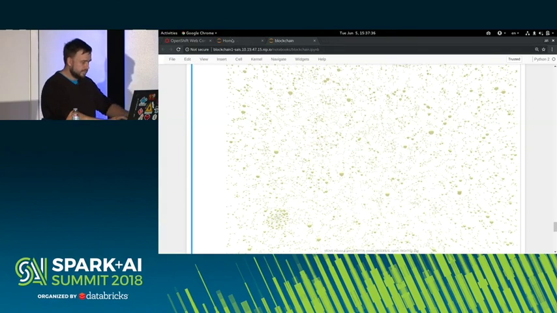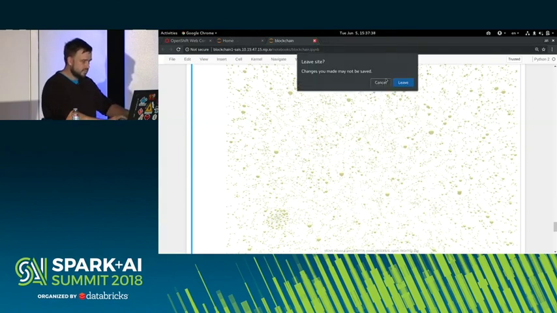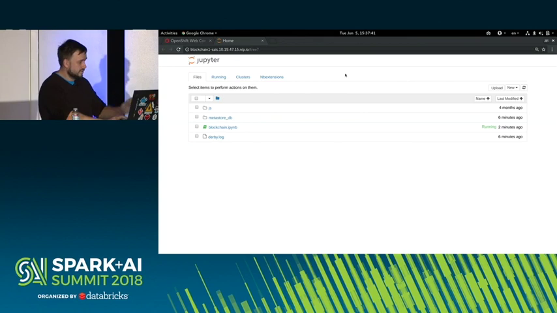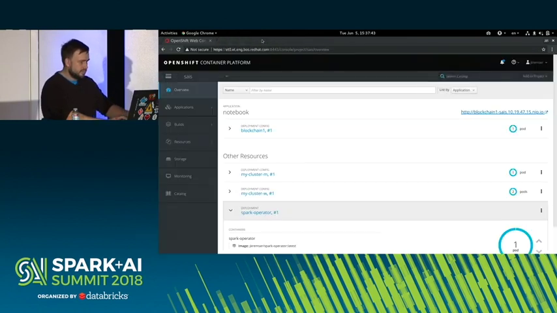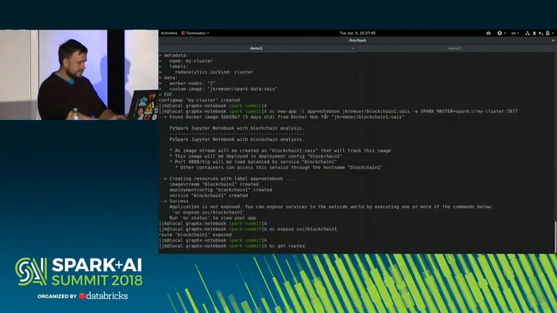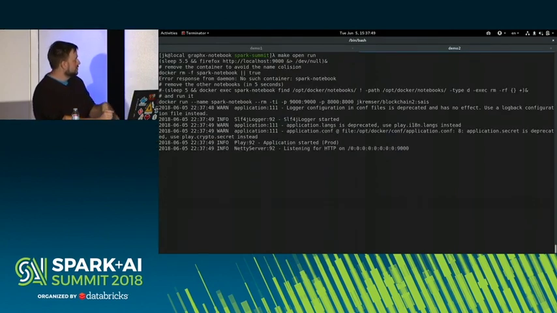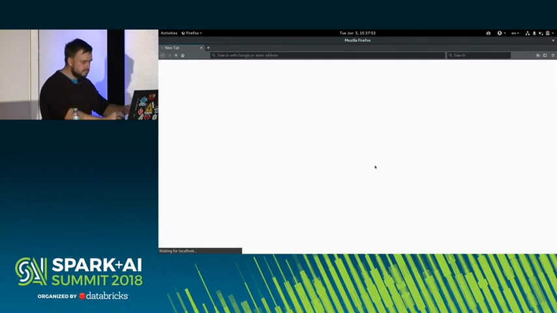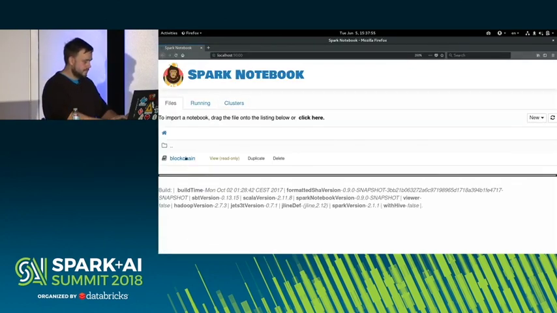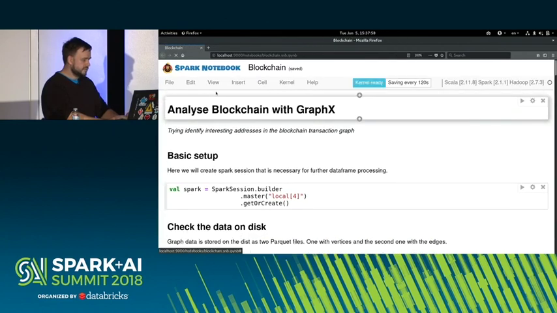I have also a second one. Let me close this one. This was GraphFrames. I have also a notebook for GraphX. This time I will be running it on my localhost, so no OpenShift, because I want to save some time. This time I'm not using Jupyter, but Spark Notebook.